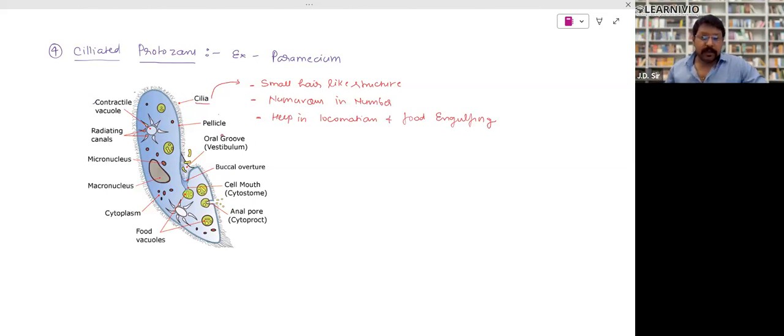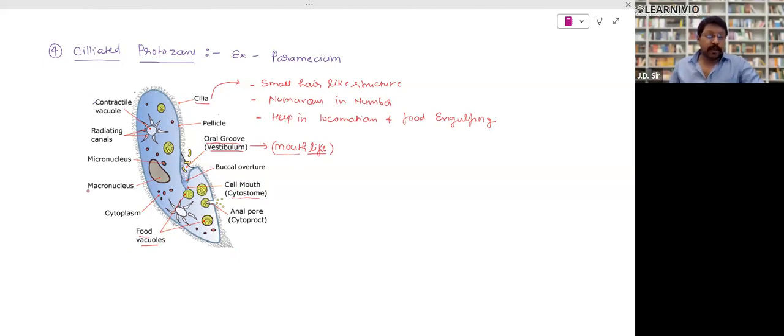And here you can see this is the oral groove. What is the oral groove or vestibulum? Oral groove or vestibulum is a mouth. As this is a unicellular organism, you cannot call it a mouth, right? But it's a mouth-like structure. This mouth-like structure helps in engulfing of the food particle, right? And here, this is called cell mouth, cytostome, right? And again, the formation of food vacuole takes place like we have seen in the amoeba, right?